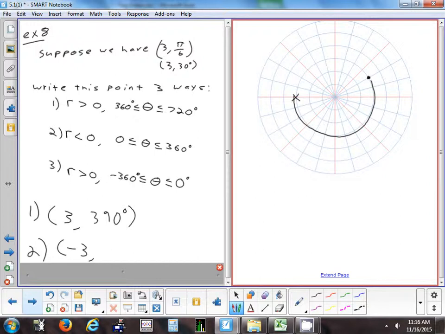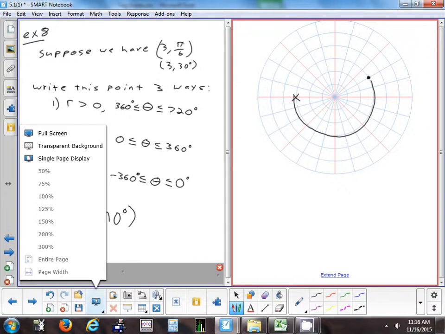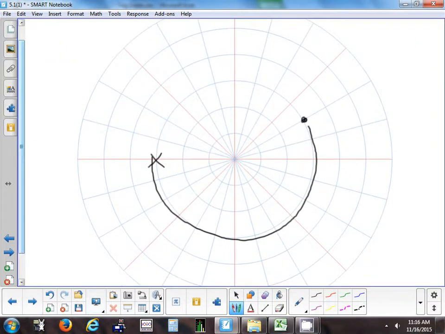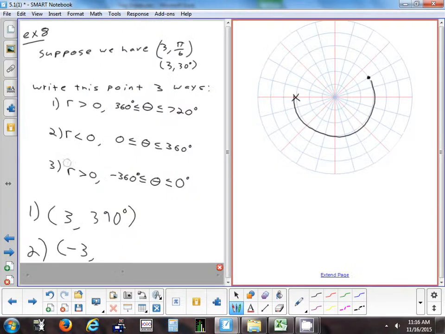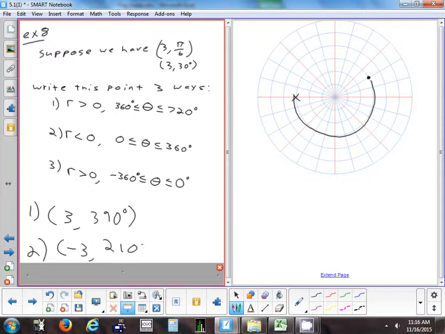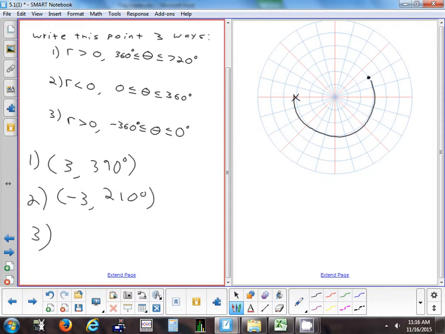Might be easiest just to look what's halfway and then how many you went past it. Make it a little bigger. 210. Yeah, so 180 is halfway, and then 15 and 15 more. These lines are broken up as 15s. Okay. So that's 210. All right. That fits what they wanted. Negative radius, positive angle. All right, last one.